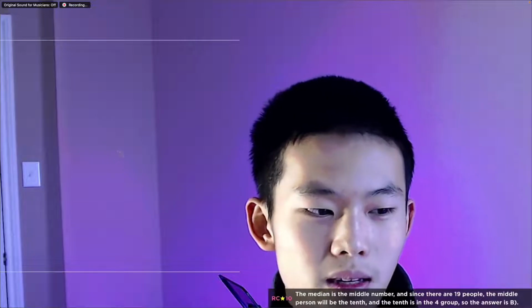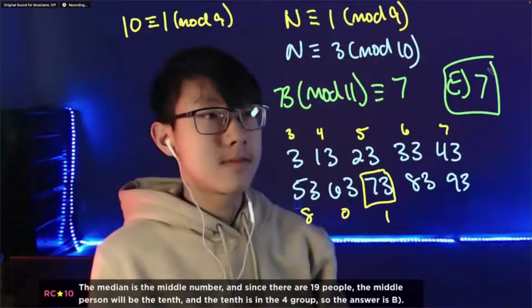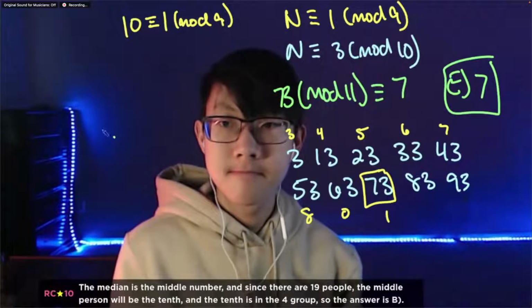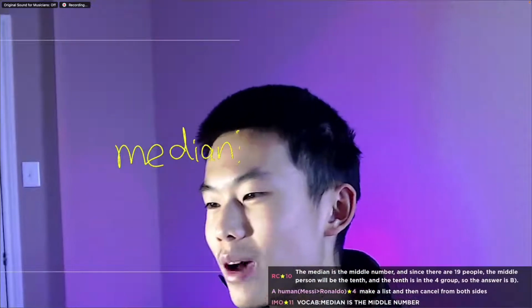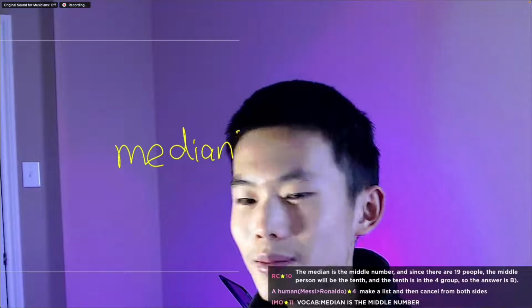So the median, I guess first of all, median is kind of a fancy word, right? So you can tell me what median actually means. So if you have a median of like some list, right? What would that mean? Yes, that's exactly right. Vocab word of the day. Median is going to be the middle number.